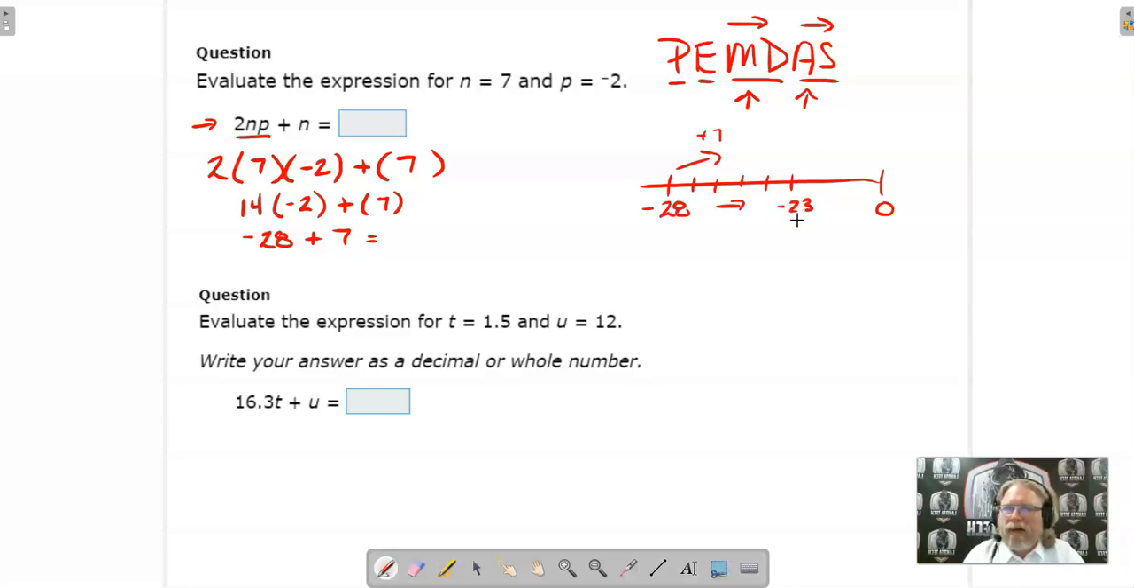So to find out which one we're going to land at, we kind of have to subtract 7 from the negative 28, or from 28, and that's going to give us 21. And then we eventually get here at negative 21. So you see that's 1, 2, 3, 4, 5, 6, 7. So we're going to land here at negative 21.